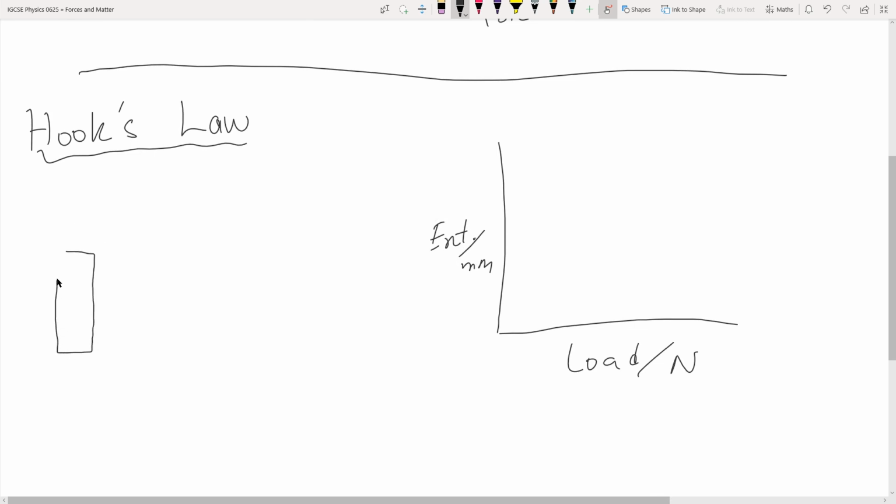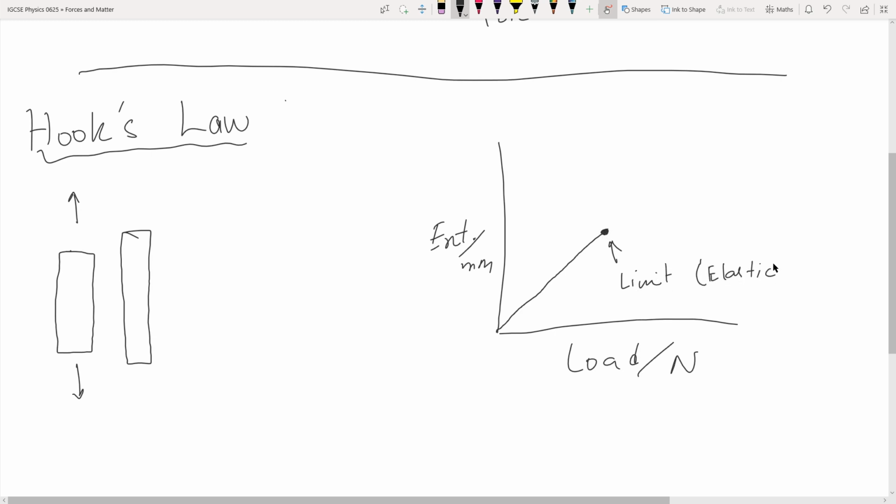Here's our sample, and we're stretching it out, we're trying to extend it, and there is some extension in the object, right? And that extension is temporary as long as the forces are within a certain limit. And what is that limit? That is what we call the Hooke's law limitation. In that case, if we increase the load gradually, the extension will be there, up to a certain point. This is the limit, and this is what we call the elastic limit.